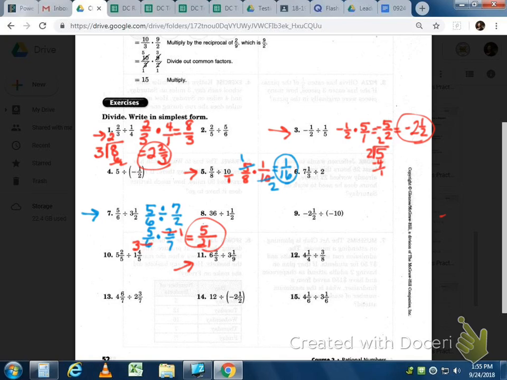What's 3 times 6? 18. Plus 2. 20. So that's 20 over 3 divided by, what's 9 times 3? 26. Plus 1. 28 over 9. Now, we have to rewrite this problem. So 20 over 3 times what? 9 over 28. Now, does anything cancel out?